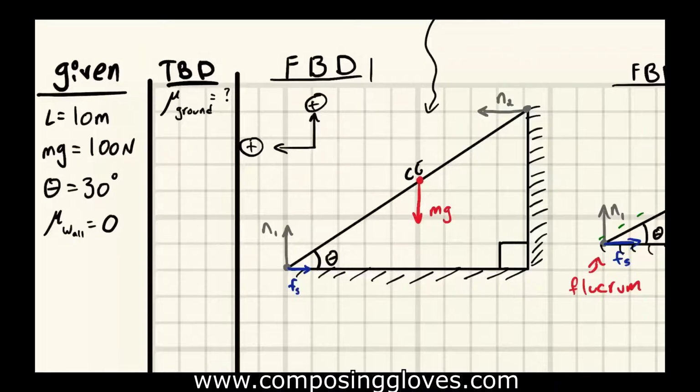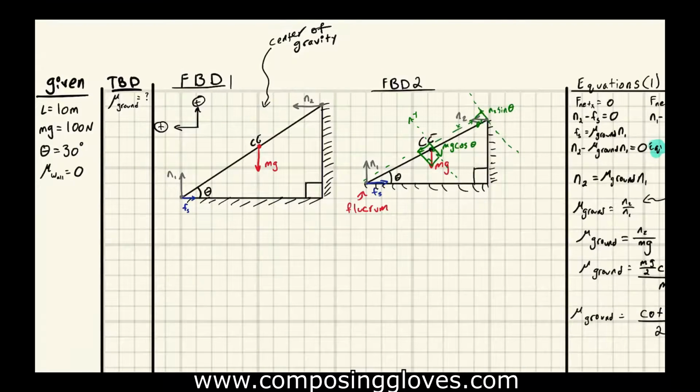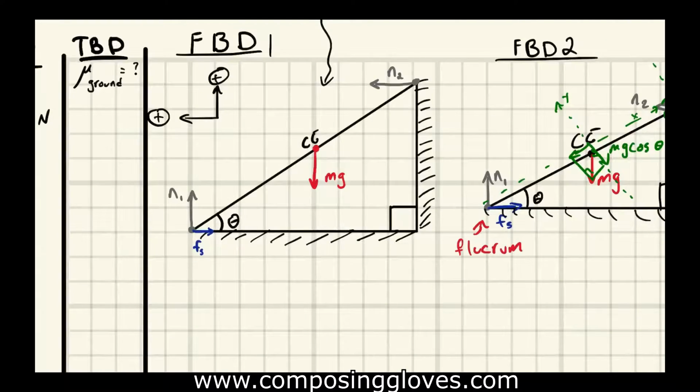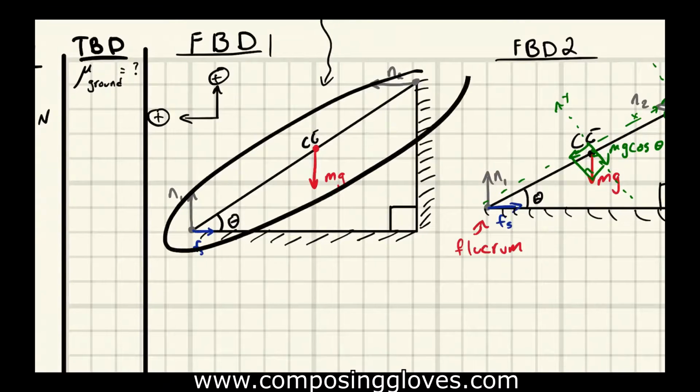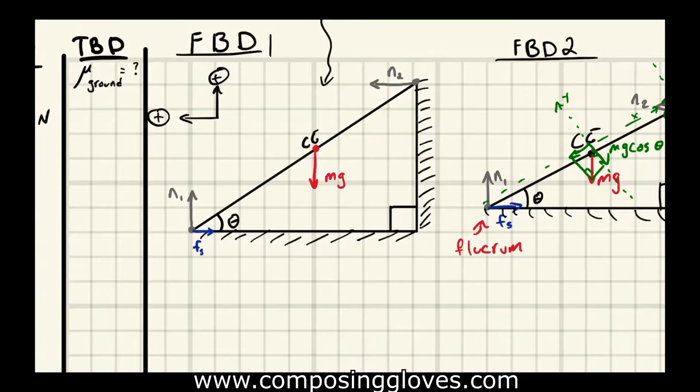First, let's do the thing that's really easy to work with, and that is our free body diagram number 1. In this free body diagram, we're just going to do the forces. So I'll draw a triangle. This line right here, the hypotenuse, is our ladder. So there's our ladder. And torque, remember with rigid bodies, torque cares about the distribution of our matter, of our mass.